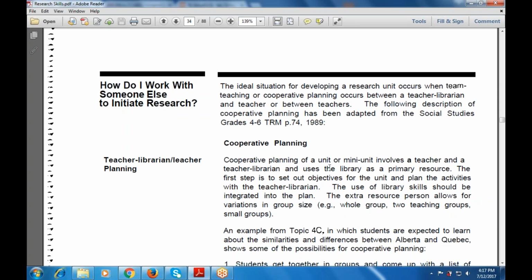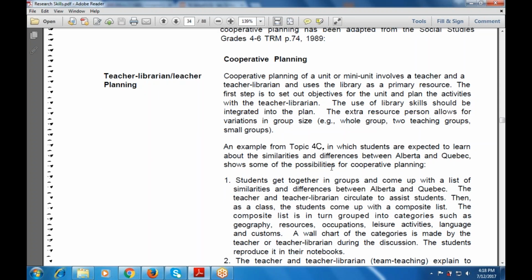An example from the topic foreseen is one in which students are expected to learn about the similarities and differences between the algebra and cubic, which shows the various possibilities for cooperative planning. Students give suggestions to the teacher, look together in groups, or come up with a list of the similarities and differences between algebra and cubic, and the teacher and the teacher librarian also circulate to assist.